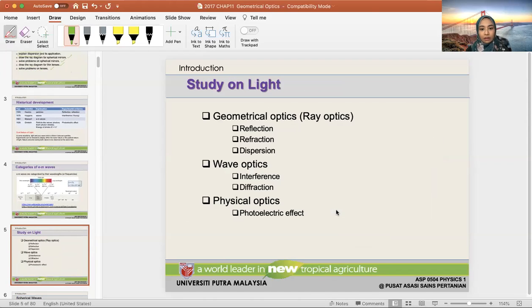Okay. So in this topic, we will study reflection, refraction, and also dispersion a little bit. Wave optics for interference and diffraction, we will cover in chapter 12. So that is chapter 12. The first part is chapter 11.